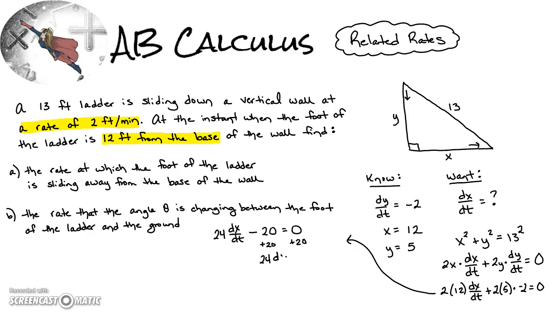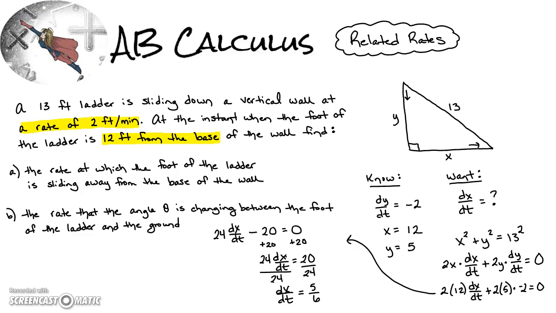That's 24 dx/dt equals 20. And just divide both sides by 24. And we can reduce that also. So dx/dt is going to equal, they both divide by 4 evenly, so that'll be 5/6.